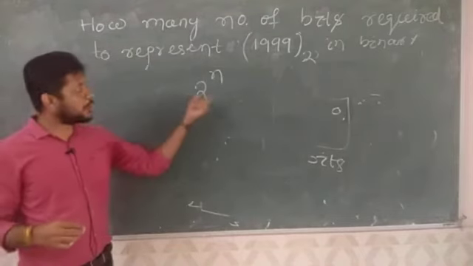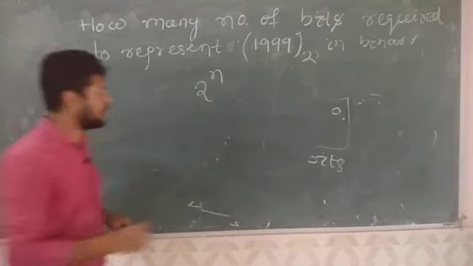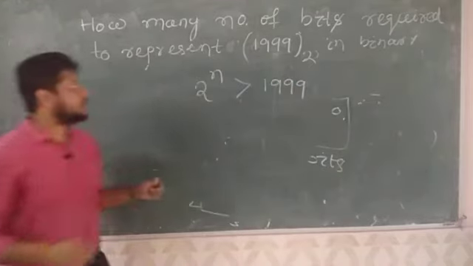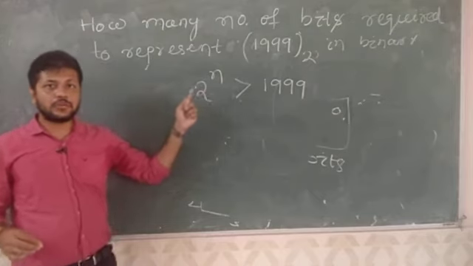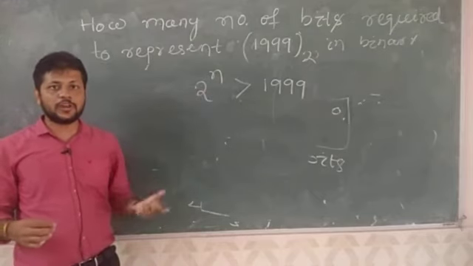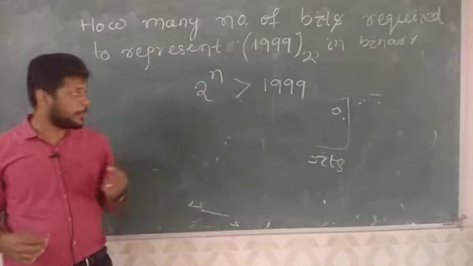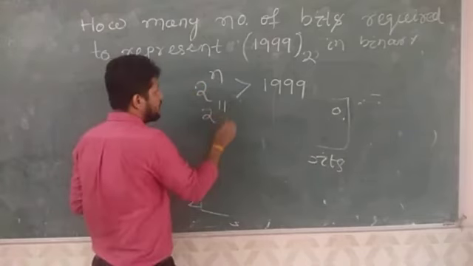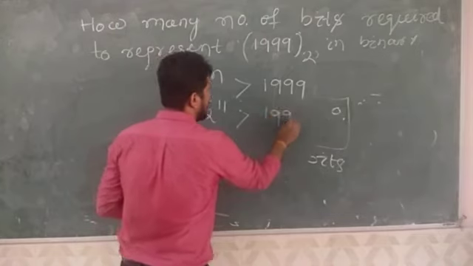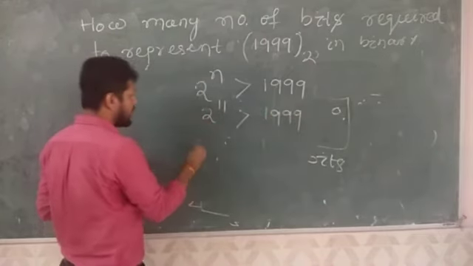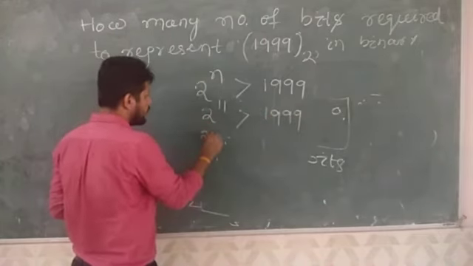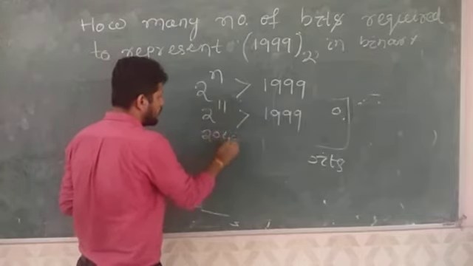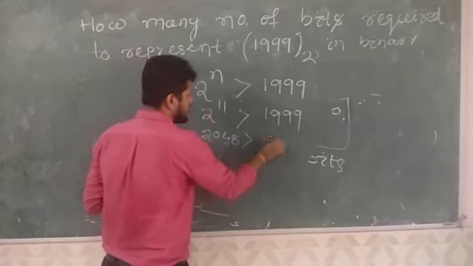The formula is 2 to the power n must be greater than the given number. So if I put 2 to the power 10, you can calculate from your calculator, 2 to the power 10 means 1024. If I put n value 2 to the power 11, that must be greater than 1999. So 2 to the power 11 means 1024 into 2, 2048. This condition is satisfied.